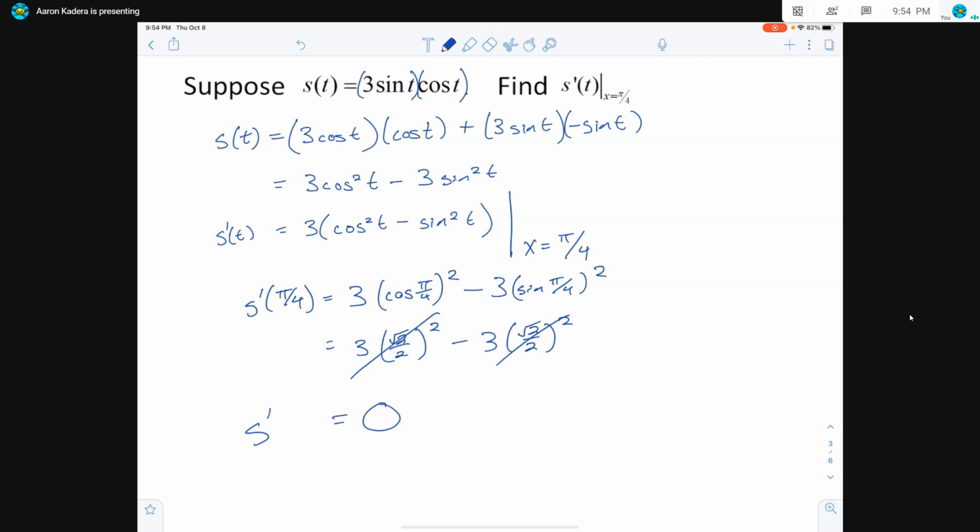S prime of pi over 4 is 0. Well, there we go. We've evaluated a fairly complicated derivative at a point. If we were to write an equation for a tangent line or something like that, we would have a slope of 0 on that thing. A little weird, but that's all right.